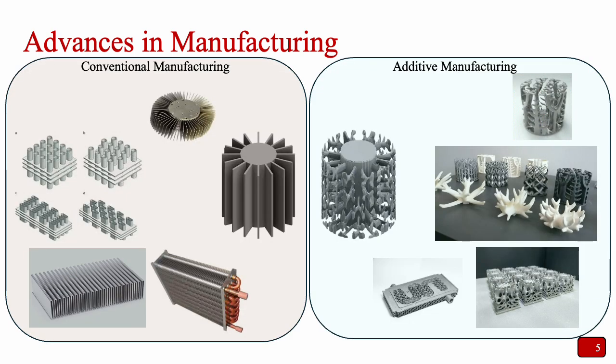This co-design of material and geometry is now becoming feasible due to significant advances in manufacturing. Additive manufacturing allows for the fabrication of highly complex multi-material structures, as seen in these examples. This capability contrasts with conventional manufacturing methods, which are typically limited to simpler extruded or fin geometries. This new manufacturing freedom unlocks the potential for optimal designs.